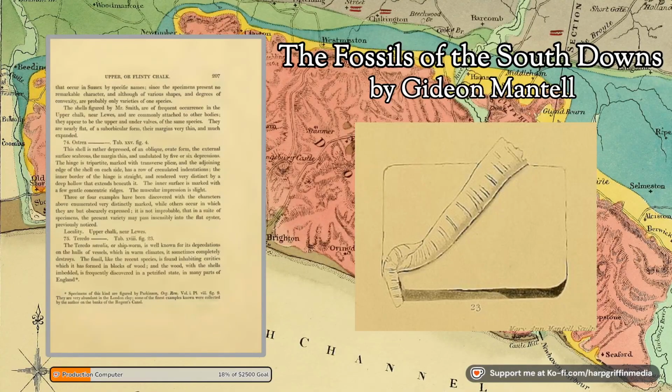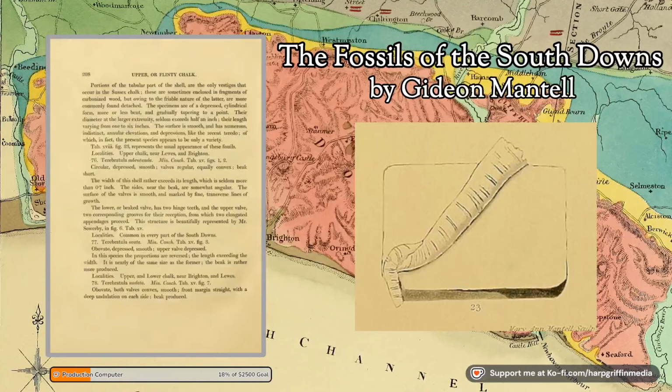75. Teredo something. Tablet 18, Figure 23. The Teredo navalis, or shipworm, is well known for its depredations on the hulls of vessels, which in warm climates it sometimes completely destroys. The fossil, like the recent species, is found inhabiting cavities which it has formed in blocks of wood, and the wood, with the shells embedded, is frequently discovered in a petrified state in many parts of England.